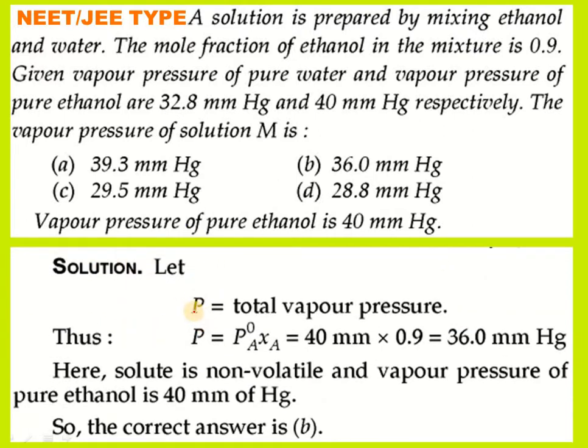So if you take capital P as the total vapor pressure, then according to Raoult's law, this P is equal to P naught A into X A. That means the vapor pressure of pure component into mole fraction. Pure component given is 40 into 0.9, why? This is mole fraction given. 36 mm Hg came. Hence, solute is non-volatile and the vapor pressure of pure ethanol is 40 mm Hg. So the correct answer is 36 mm Hg. B option is the right option for this one.